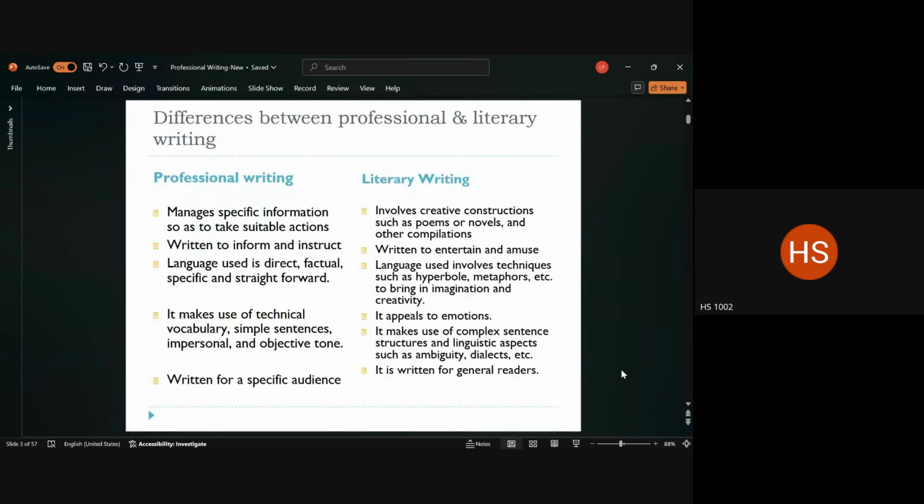I do not wish to go through these differences. I think it's very straightforward. By this time, you probably would have understood. But one thing that I want to underscore in this particular slide is that remember that professional writing always has a purpose, right?